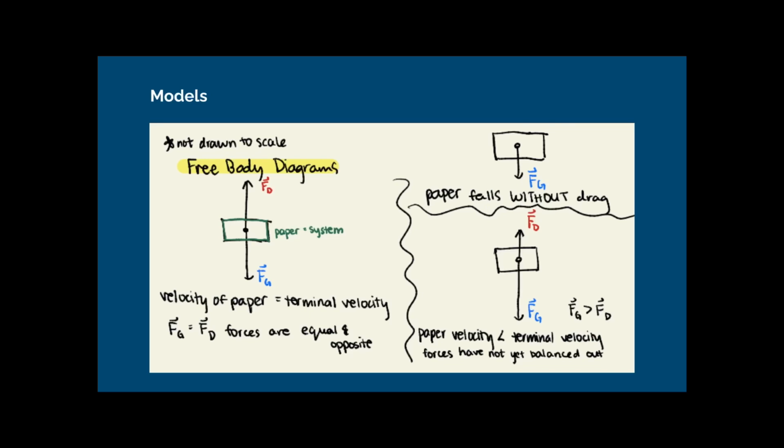Let's take a brief look at some models. Here are three relevant free body diagrams. The one in the top right, without drag, represents our first computational model. The bottom right accounts for drag force, but at a point where it is less than the gravitational force, thus the paper's velocity is less than the terminal velocity we will experience. This is our predicted model.